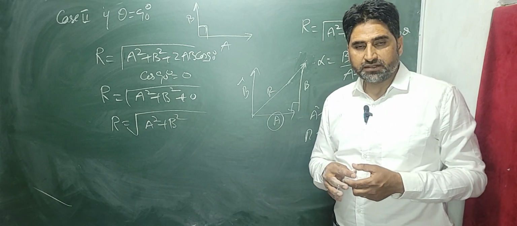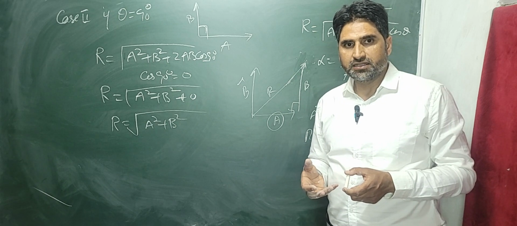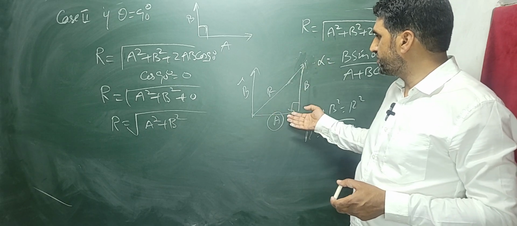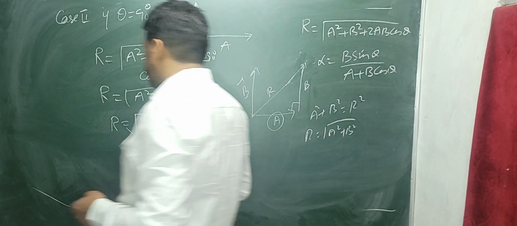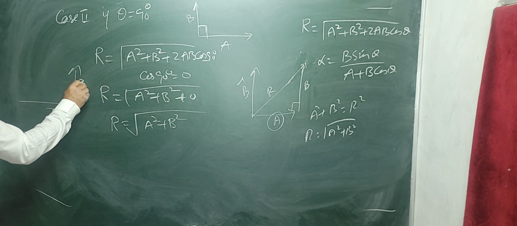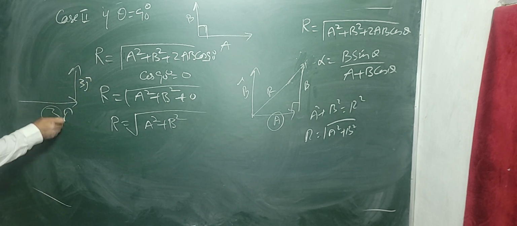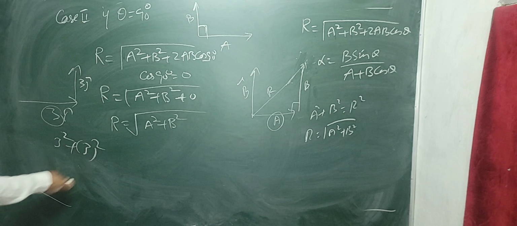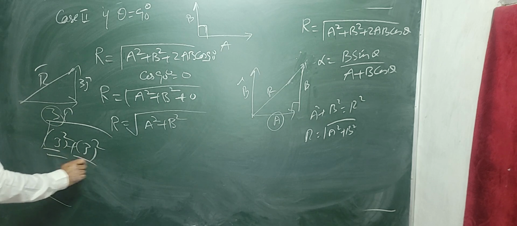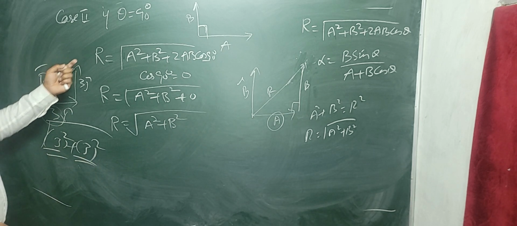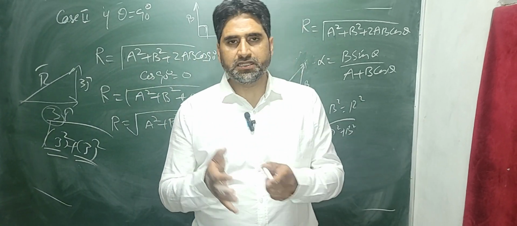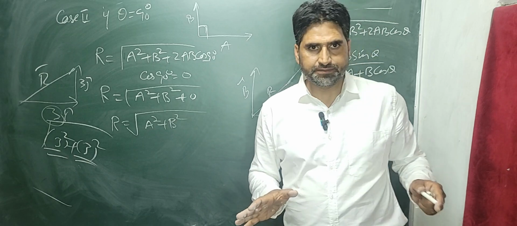So take it that when the angle between the two vectors is 90 degree, just follow the Pythagoras theorem, that the perpendicular square plus base square gives the hypotenuse square. It's like this: this is vector 1, 3i, and this is vector B, say 3j. You get 3 square plus 3 square, and under root of these two gives the magnitude of the resultant. So when the two vectors were parallel, the theta was 0, you can add them simply.